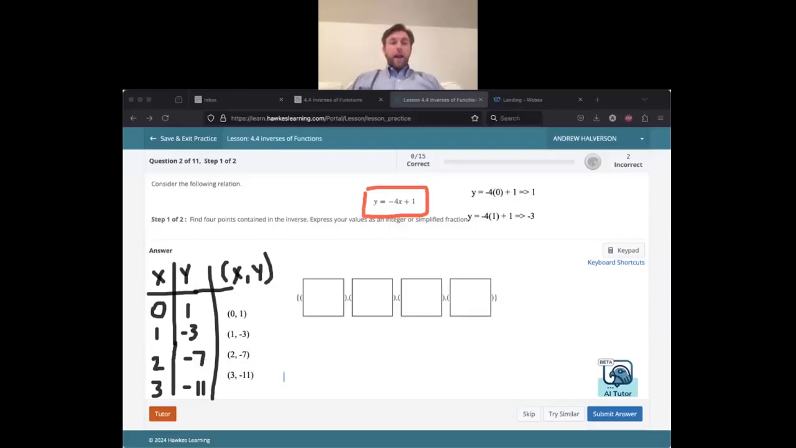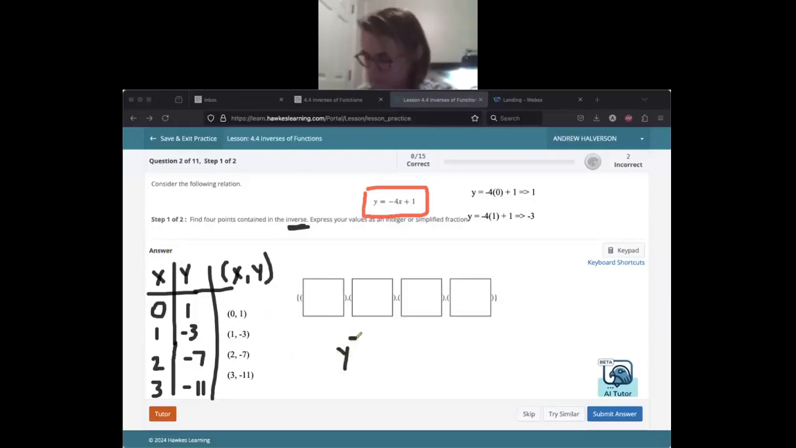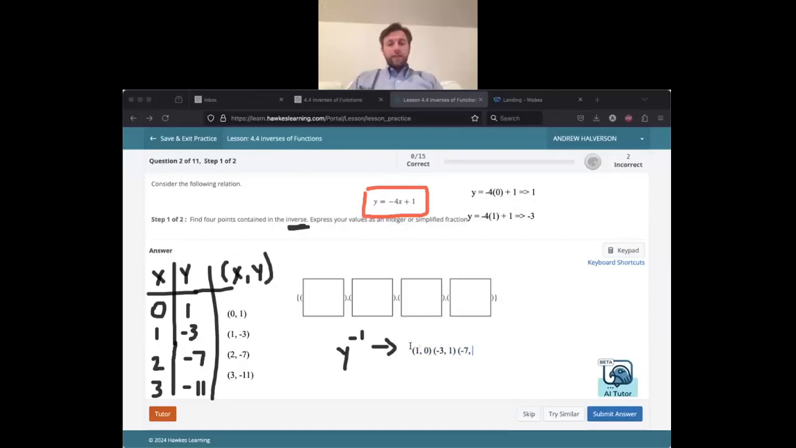So now it says find the inverse of those. So what's the inverse of this ordered pair? 1, 0. Right. So the inverse is 1, 0. What else? -3, comma 1. Right. Then -7, comma 2. And then -11, comma 3. Good. That's what we do. So I'm going to type that in now.